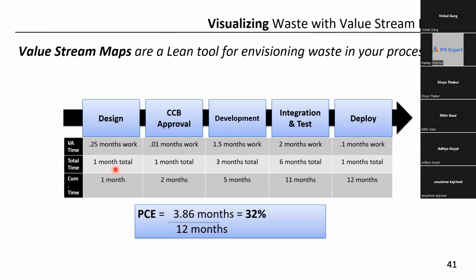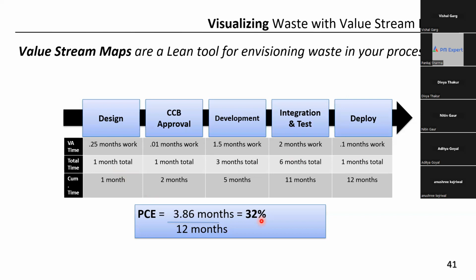What is the total time? 1 plus 1, 2, 3, 5, 11 and 12 months. And what is the value added time? If I add 0.25, 0.01, 1.5, 2 months and 0.1, I get 3.86 months. So is my value added time 32% or not? Yes. Is my value added time 32% or not?